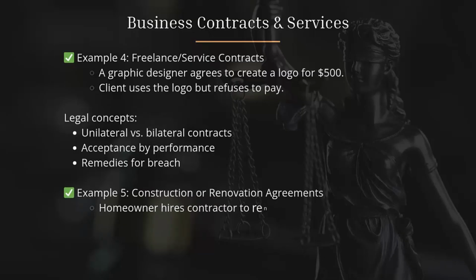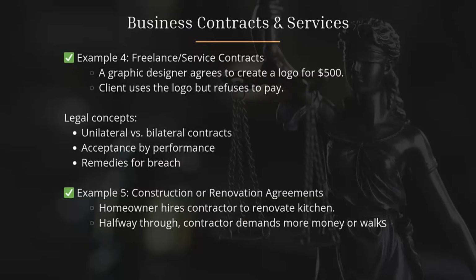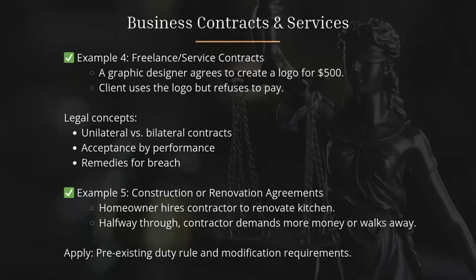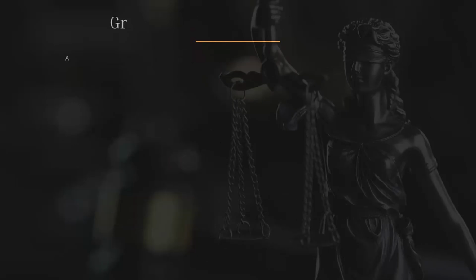Example 5. Construction or renovation agreements. A homeowner hires a contractor to renovate a kitchen. Halfway through, the contractor demands more money or walks away. Apply the pre-existing duty rule and modification requirements.